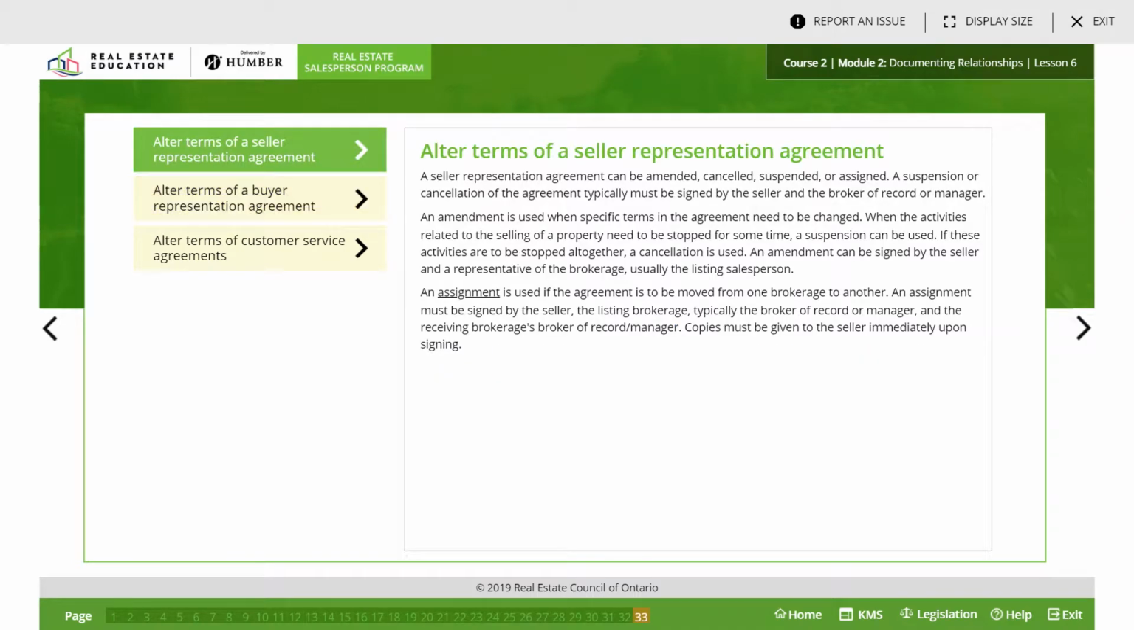So to summarize lesson 6 in course 2, module 2, they talk about altering the terms of a seller representation agreement. A seller representation agreement can be amended, cancelled, suspended, or assigned. A suspension or cancellation of the agreement typically must be signed by the seller and the broker of record or manager. An amendment is used when specific terms in the agreement need to be changed. When the activities related to selling of a property need to be stopped for some time, a suspension can be used. If these activities are to be stopped altogether, the cancellation is used.